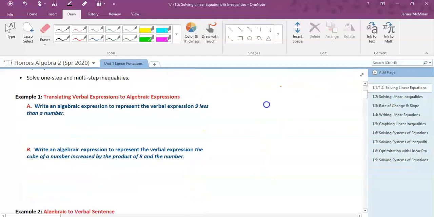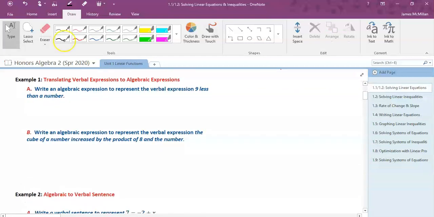So let's look at example one. Example one says, we're going to translate verbal expressions to algebraic. Write an algebraic expression to represent the verbal expression 9 less than a number. One key thing when we talk about the words less than: the less than flips the order in which we think about the subtraction. So it's not going to be 9 minus x, it's actually x minus 9. Remember, anytime we hear the words a number, that's just in place of a variable that we don't know. And we can use x, we can use y, we can use whatever variable we want.